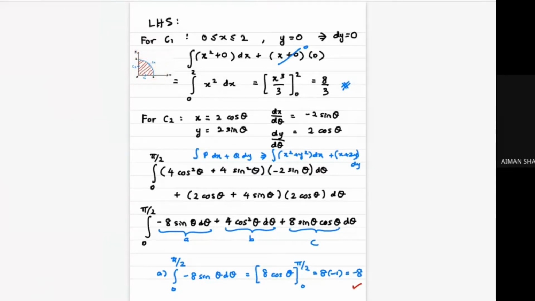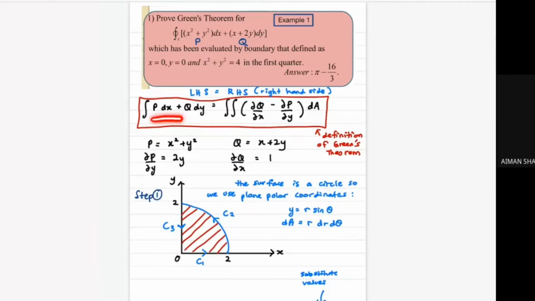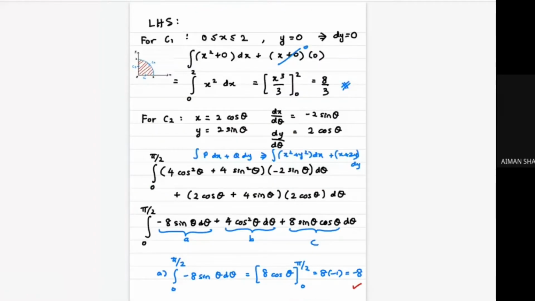So let's solve for C1 first. You can see for C1, x is from 0 to 2, y equals 0. So you get dy equal to 0. So how to solve this? P dx plus Q dy. This is the formula for the left hand side. So this is your P and this is your Q. So you just substitute all these values.